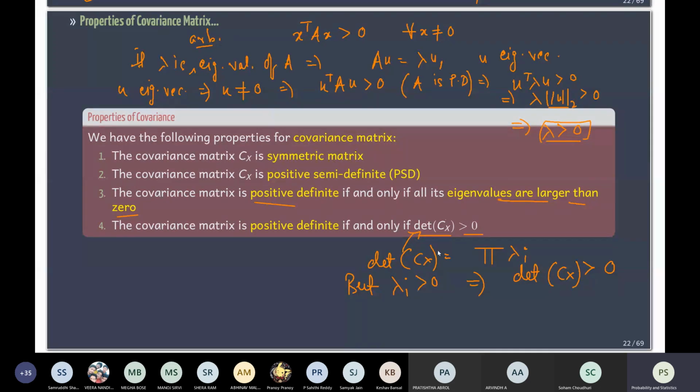We can also prove the other way, so I can leave this up to you. This is more about linear algebra now. But these are the things we have.